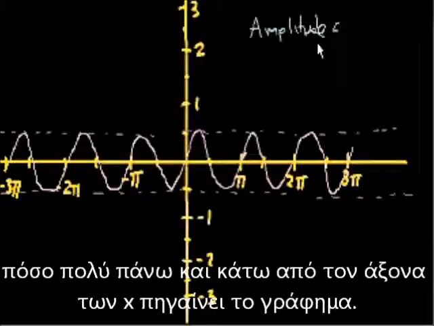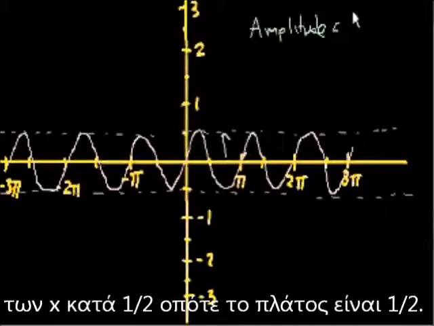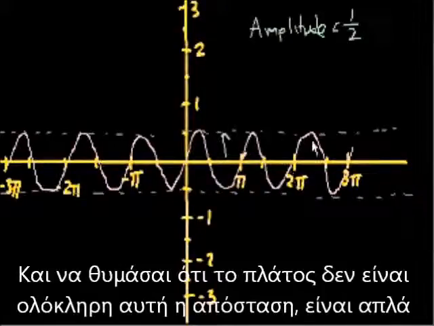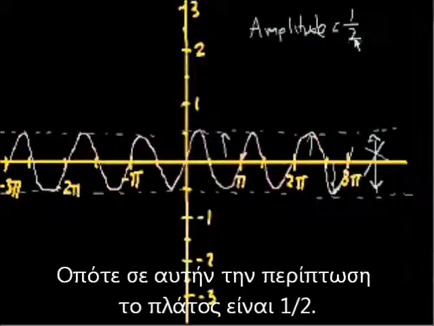The amplitude is just how much it moves up and down, above and below the x-axis. Well, it moves up 1/2 above and below the x-axis. So the amplitude is 1/2. And keep in mind, the amplitude is not this whole distance. It's just how much it moves above or below the x-axis. So in this case, the amplitude is 1/2.